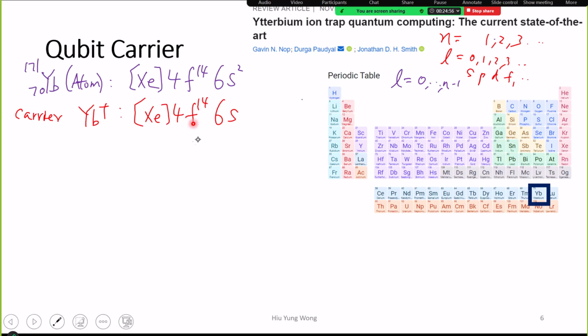Okay, but I think I actually forgot. This 4f14 shell may actually be surrounding and protecting this one a little bit. That's the first thing, right? I hope you can recall. If not, the only final thing you need to know is, yeah, the ytterbium ion has 1 electron in 6s and is ionized, okay? Yeah.